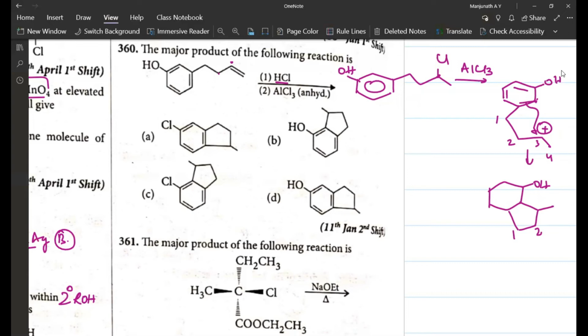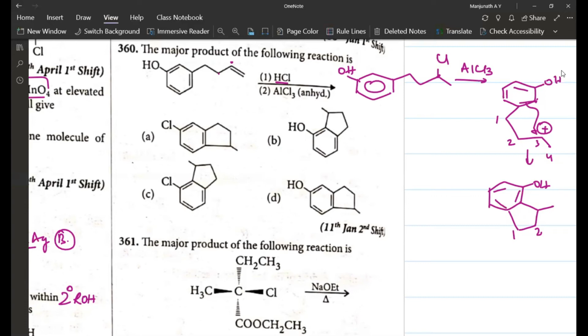Okay, here there is another option actually. This is ortho, no? Similar to ortho, para can be attacked. So if this product is not there, you will have to... Oh, both are there. That means you have to mark the most stable one. This is one product, okay. Another way is that this bond attacks.